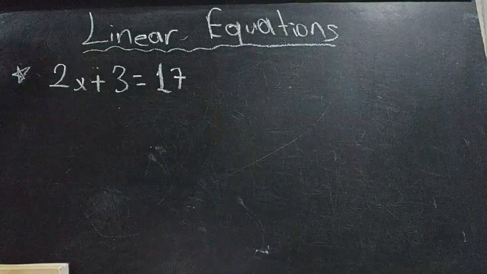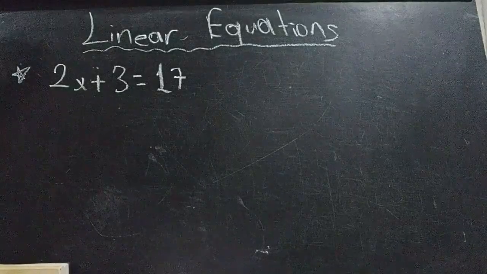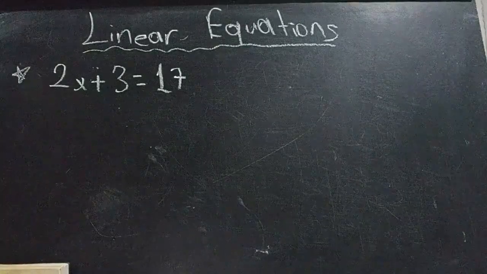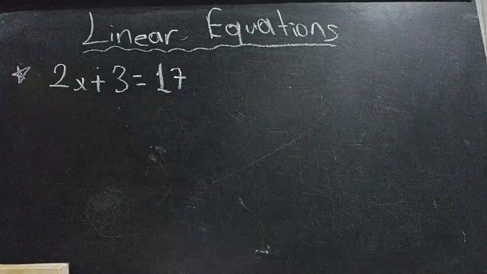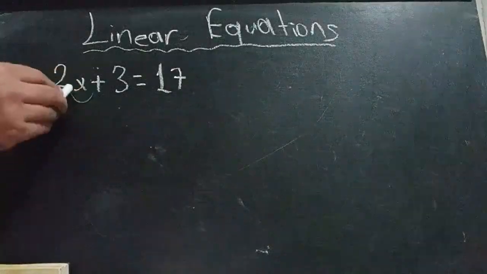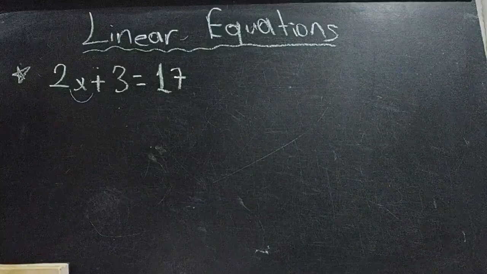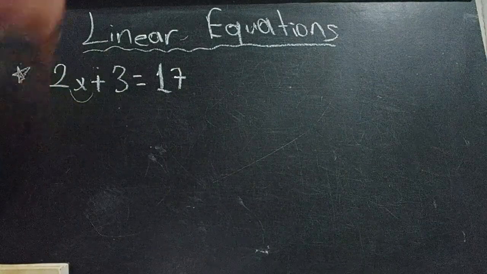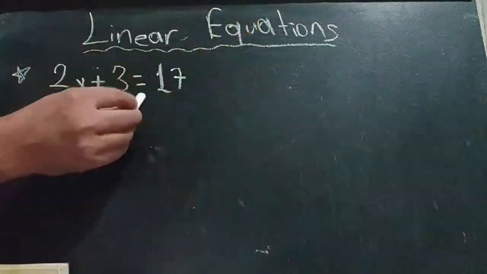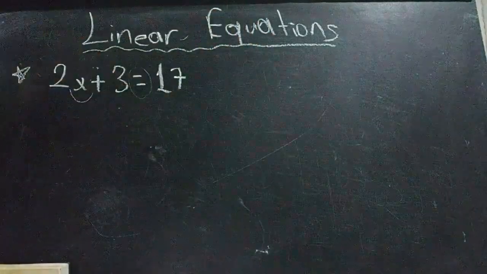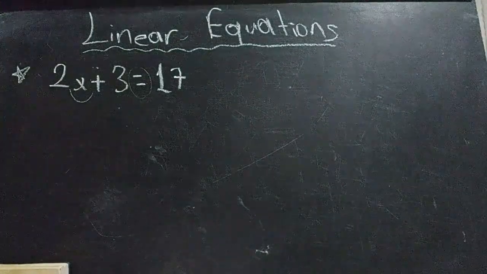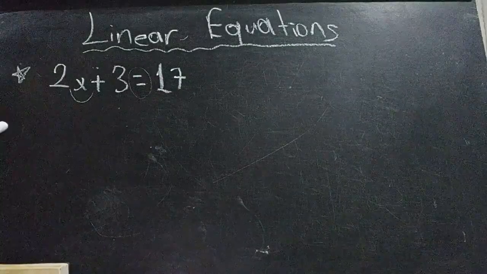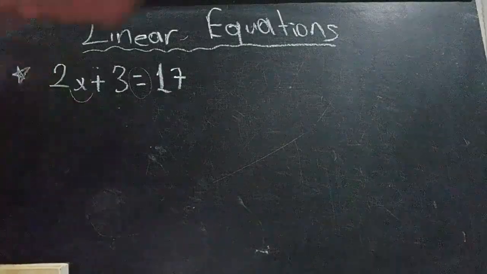Welcome, ladies and gentlemen. In this lesson, we are going to talk about linear equations. To solve a linear equation, the first step is to leave the unknown alone. To leave the unknown alone, you send numbers to the other side of the equal sign. You use the inverse order of BODMAS to send numbers to the other side.